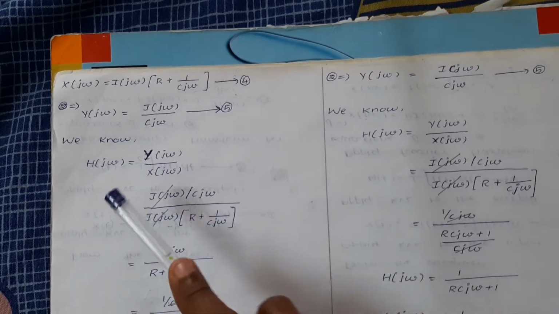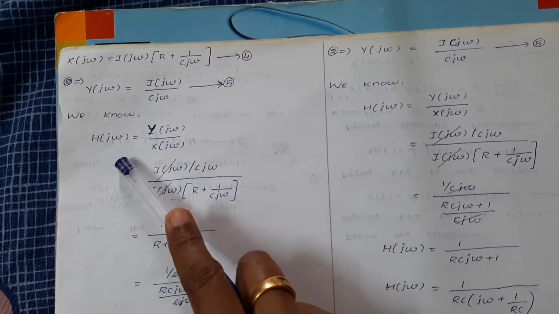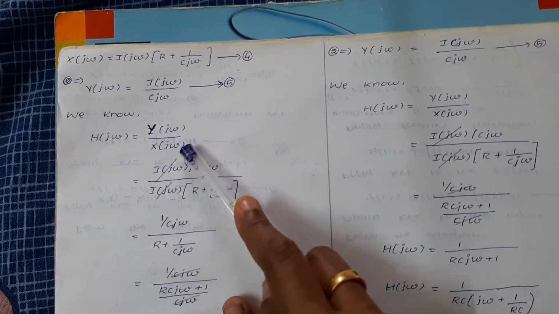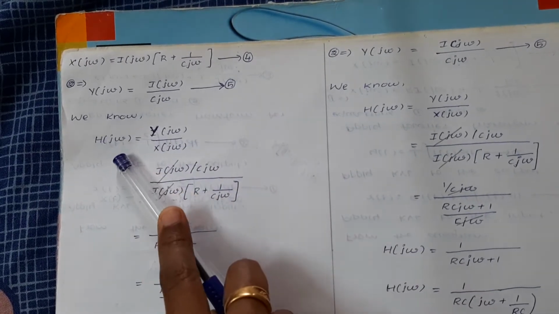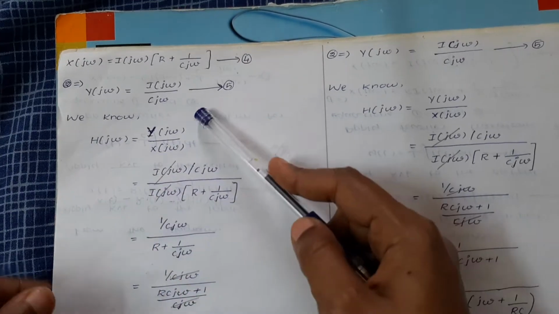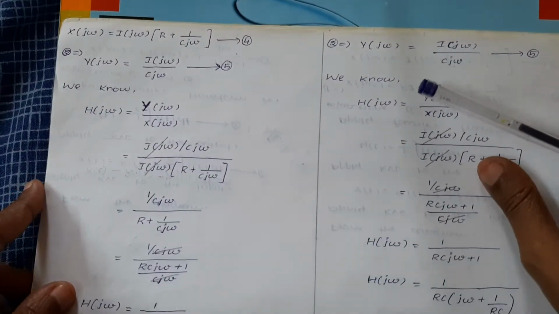So now, what is our impulse? Sorry, it is the transfer function, correct? Impulse response is h of t. So it is our transfer function for the Fourier transform. So h of j omega is y of j omega by x of j omega. What is our question?